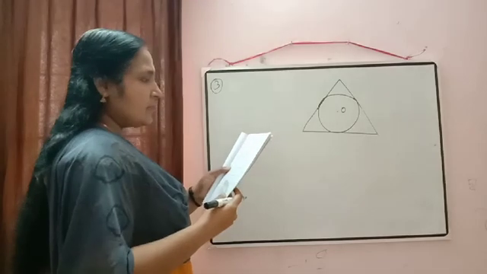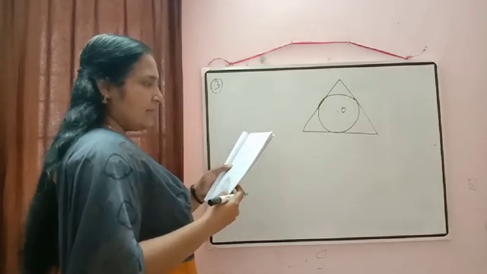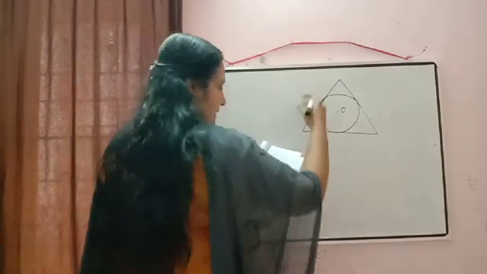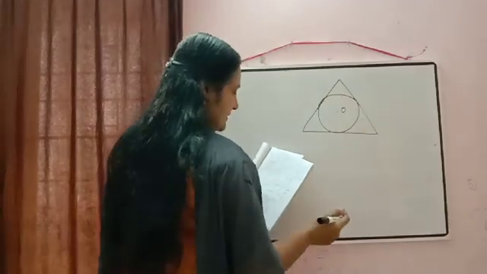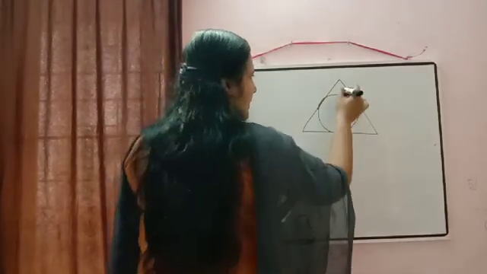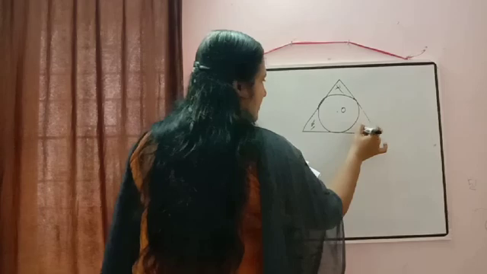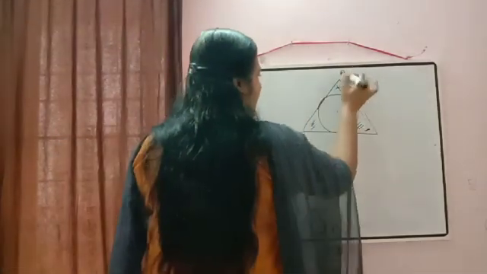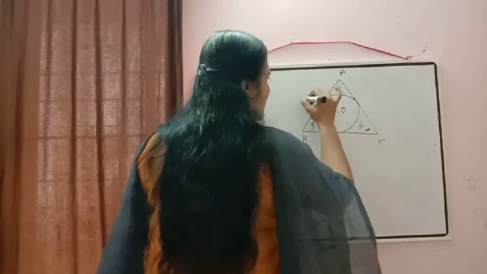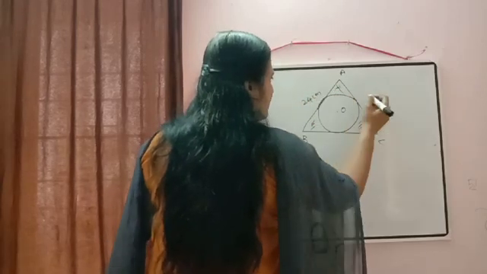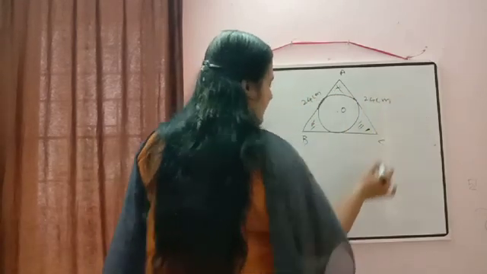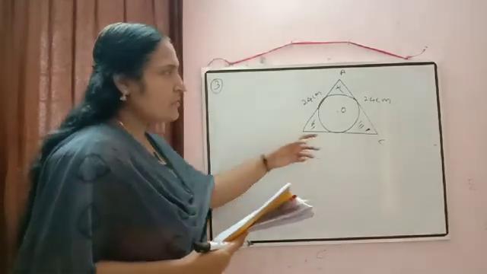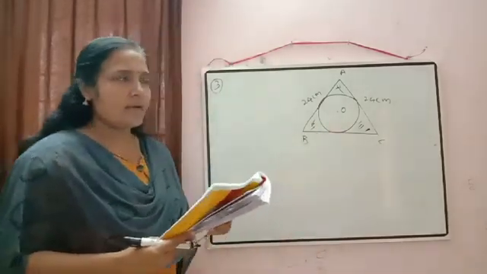Find, in an equilateral triangle of side 24 centimeter, a circle is inscribed touching its sides. Find the area of the remaining portion. So the remaining portion we have to calculate. It is an equilateral triangle, so we know the formula of equilateral triangle. Yes, root 3 by 4 into side square. So we know how to calculate the area of the shaded region.